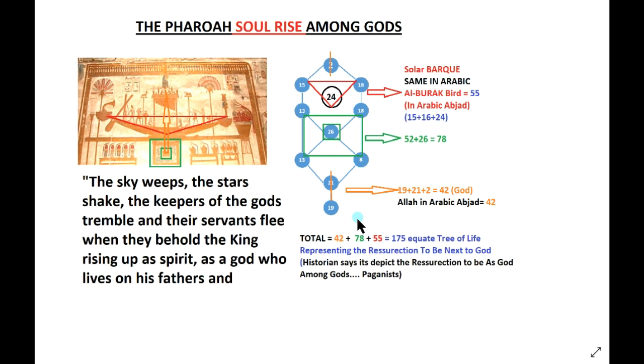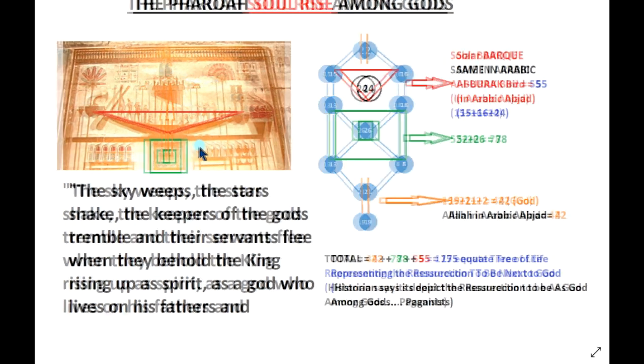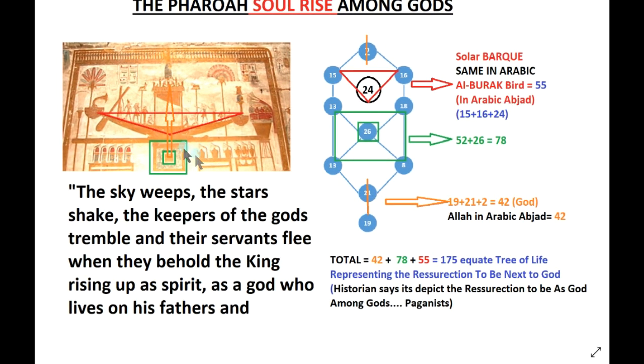One of the ancient Egyptian depictions of the resurrection of the Pharaoh, to be among gods according to the Egyptian belief system, they picture here a ship that is taking the Pharaoh up to the heaven to be among God.